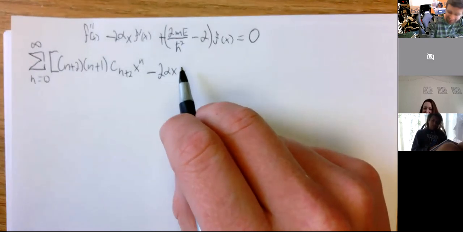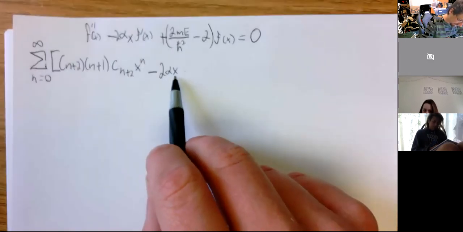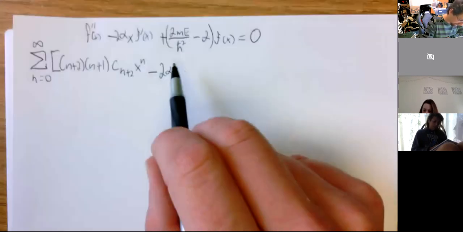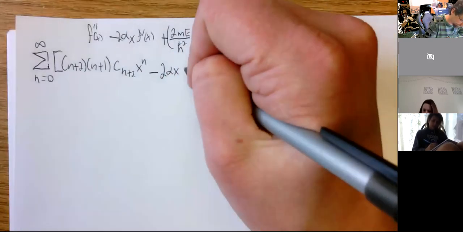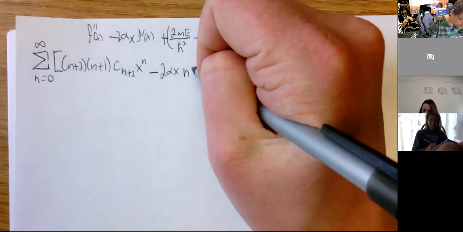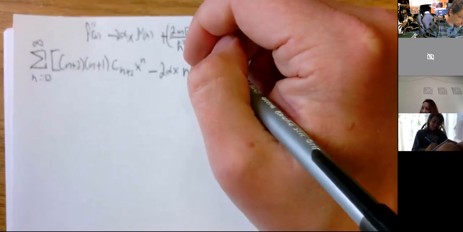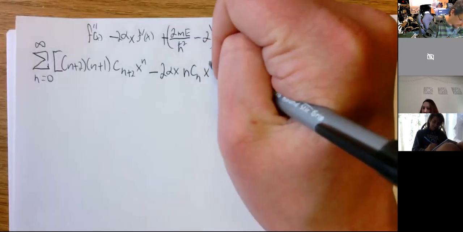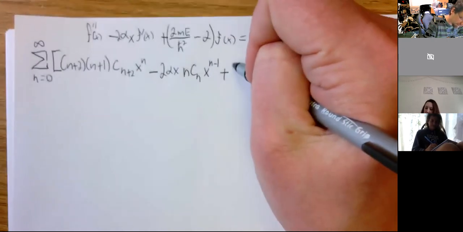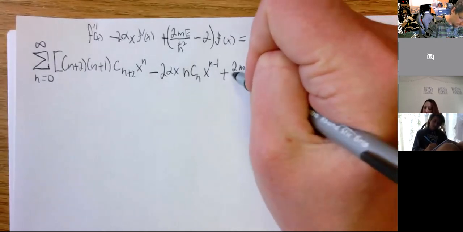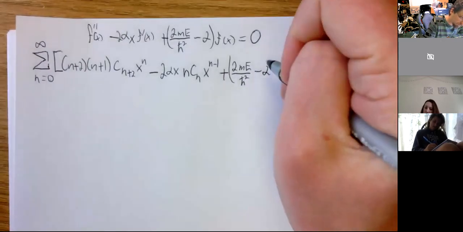Or anybody? For the 2 alpha x, since it's times f prime of x, would you do it nC of n minus 1? Yep, exactly. nC of n, x to the n minus 1, just like you said. Okay, plus now we need to have this junk, minus alpha.